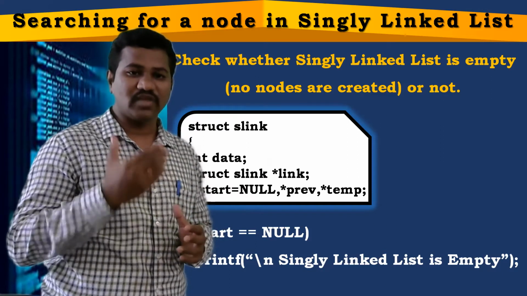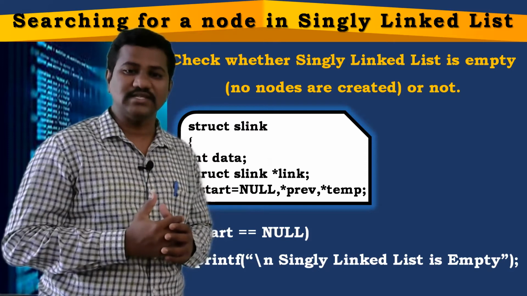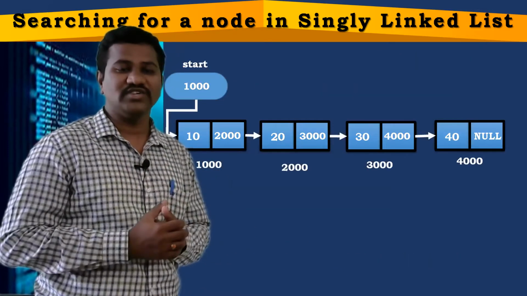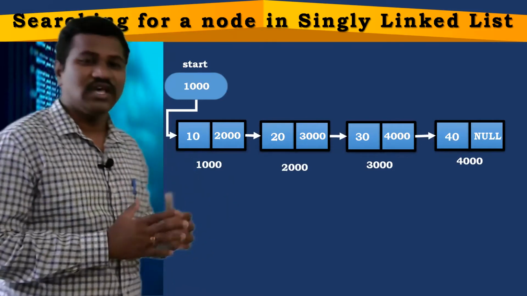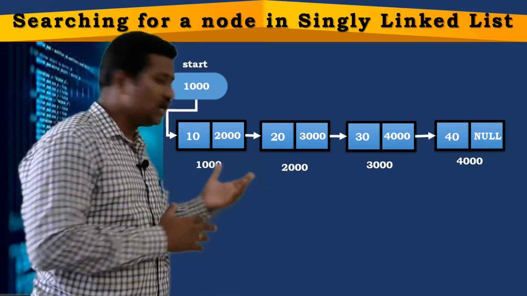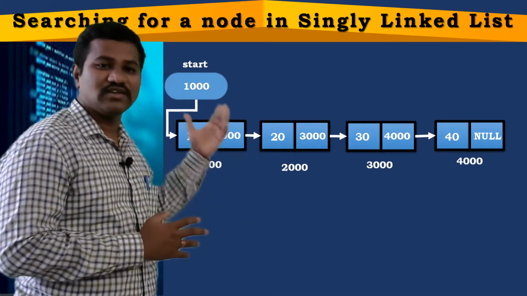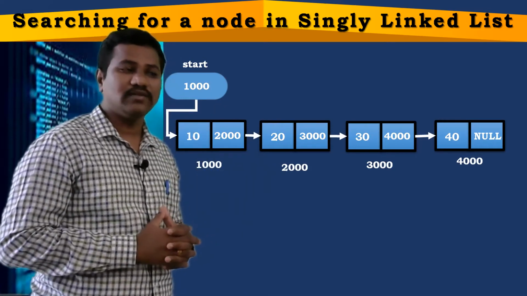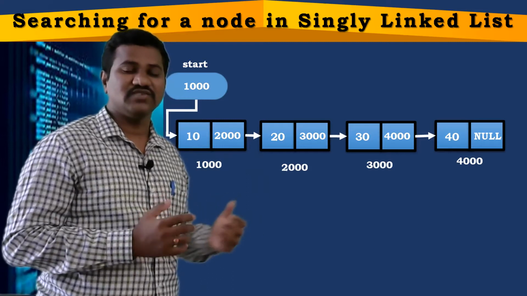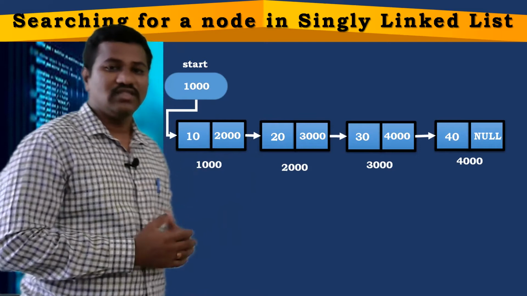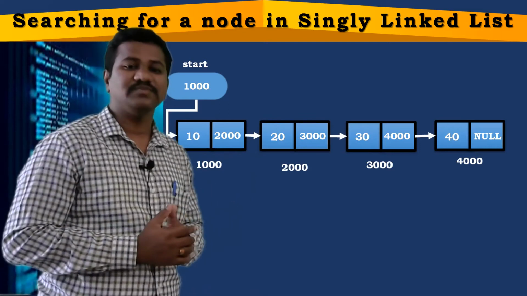And after that, if nodes exist in the list, then we need to follow some sequence of steps. This is the single linked list which consists of 4 nodes, in which the first node address is stored in the start pointer, and the remaining nodes are connected in such a way that the link part of every node contains the address of the next node. There are 4 nodes in the single linked list.